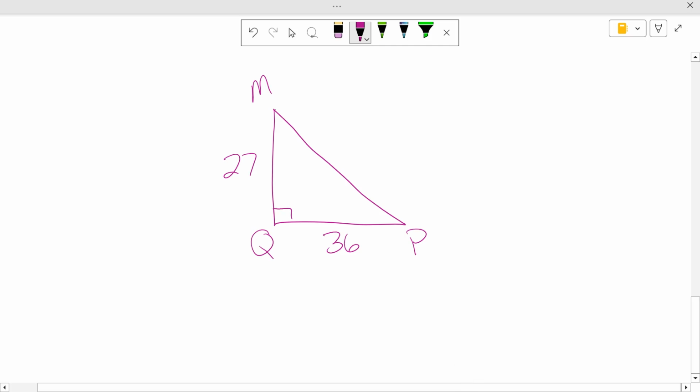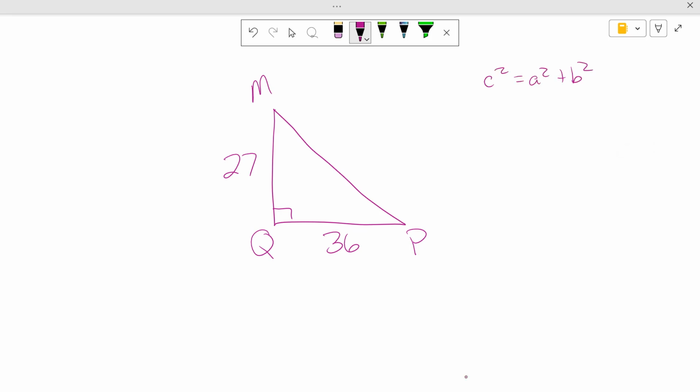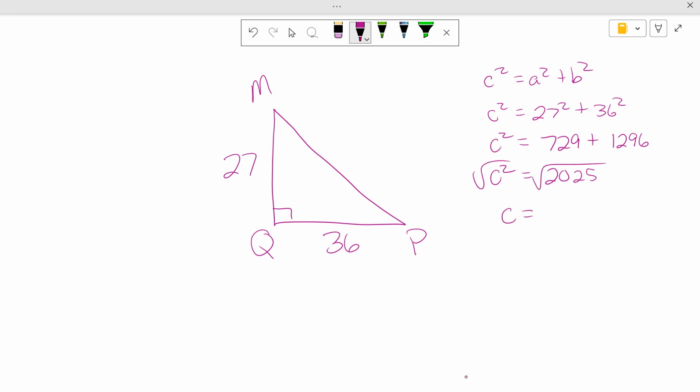Okay, we have a right triangle, MPQ. What am I missing? Hypotenuse. So C squared equals A squared plus B squared. So C squared equals 27 squared plus 36 squared. Gets to be pretty big numbers. 27 squared, I don't know what that is. 729. 36 squared. 1296. If we add them together, it's 2025. Now take the square root. What's the square root of 2025? Is it 45? Okay, 45.